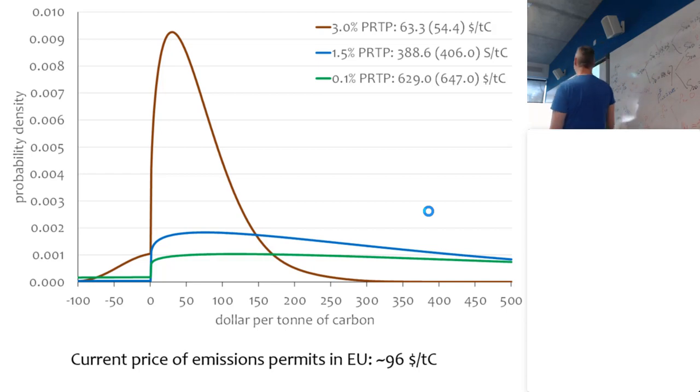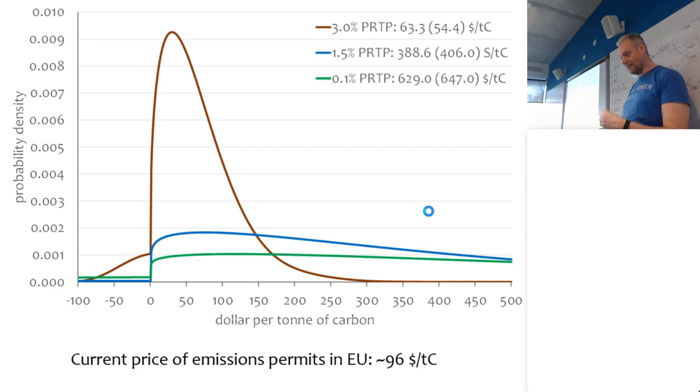And if we use a 5% discount rate, then we would recommend a carbon tax of around $63 per ton of carbon. At the moment in the EU, the price of emissions, rather last week, the price of emissions, I haven't looked at the price this week, is 96, right? So the EU is roughly in the right order of magnitude.